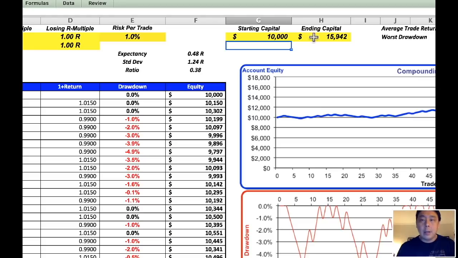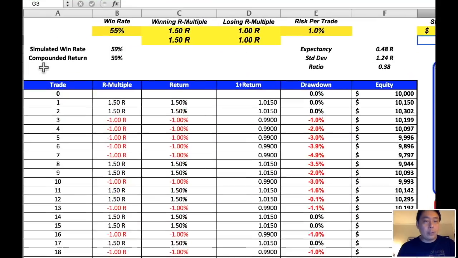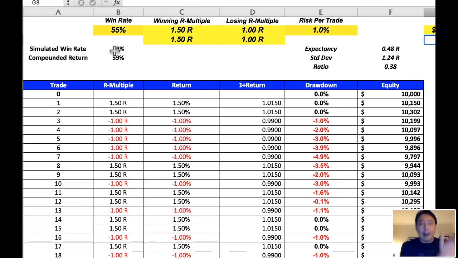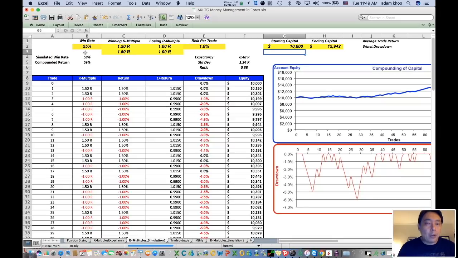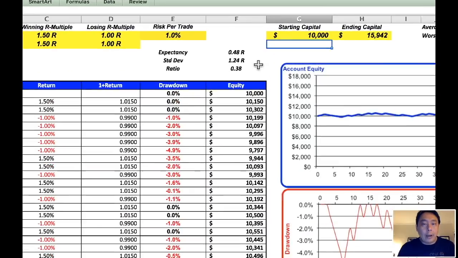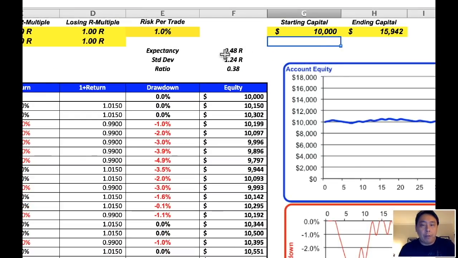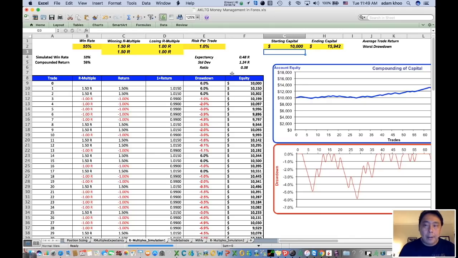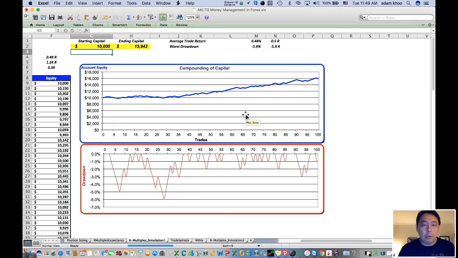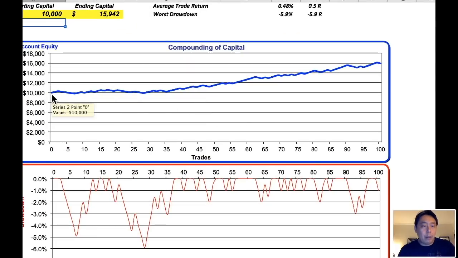Okay, so in this case, the win rate goes up to 59% for those 100 trades. Your compounded return is 59%. Money grows by 59% in 100 trades, which again is about 4 months, right? And you can see based on this what your expected profit per trade is, 0.48 R, your standard deviation, and so on and so forth, right? And you can see how your capital compounds from $10,000 to, in this case, $15,000.